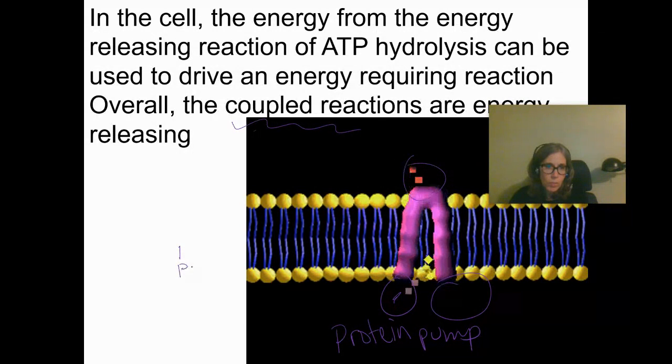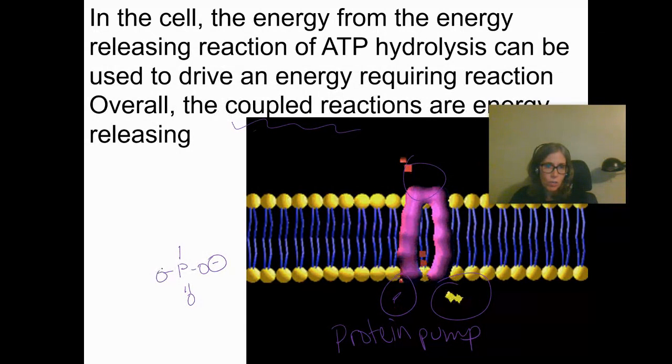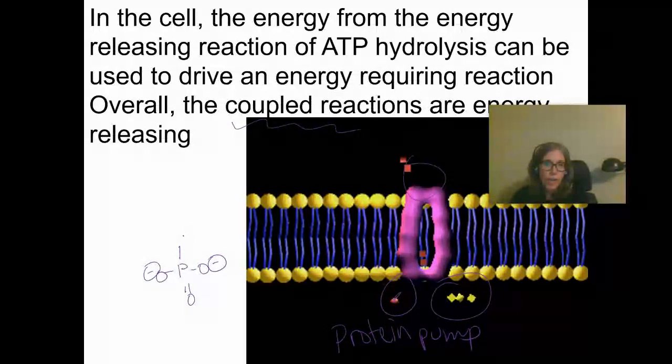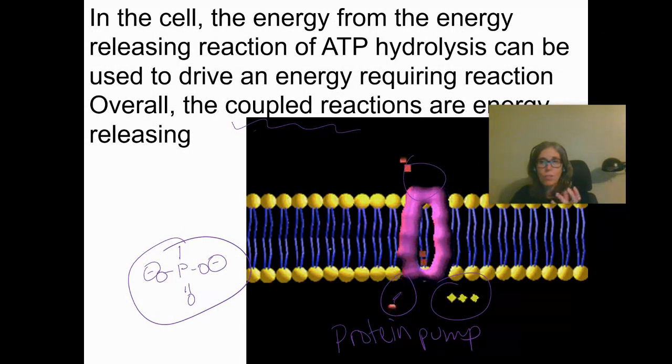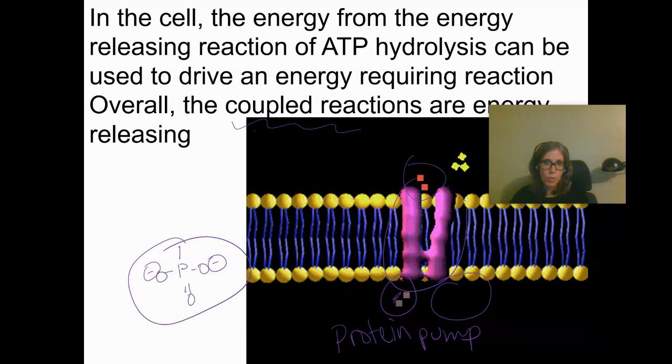And phosphorylation means you've got a P with an O with another O, probably a negative sign, with another O, maybe another negative. You've added a phosphate group onto it, which changes its shape. Because remember, this thing here, this protein pump, is a protein.